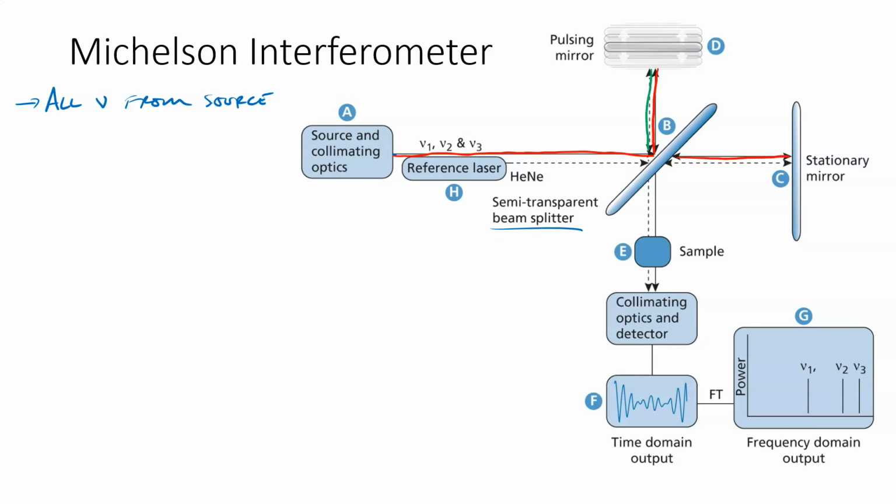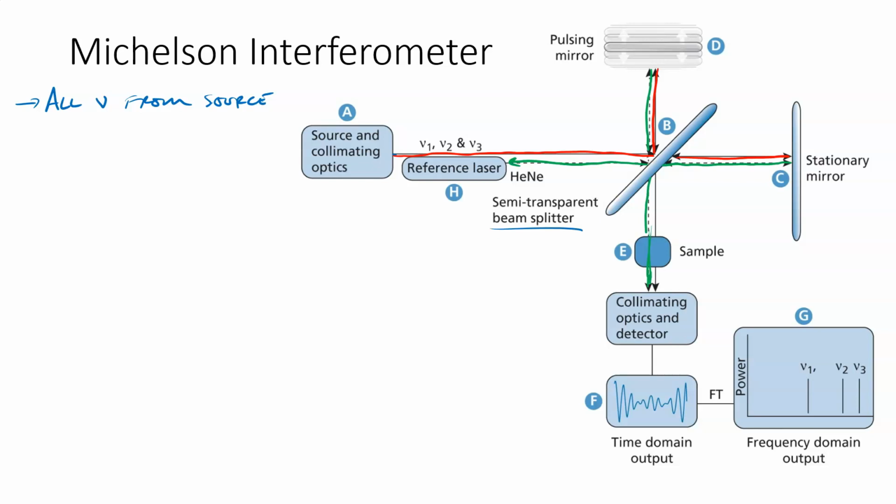And so it reflects off that moving mirror, that pulsing mirror, and it reflects off this stationary mirror, and it recombines. Now, when it hits the beam splitter, half that light goes back to the source and kind of gets thrown away. So part of that light dies. The other half of the light goes through to the sample, passes through the sample, through a second set of optics, and into the detector.